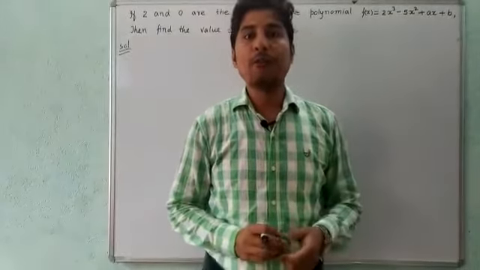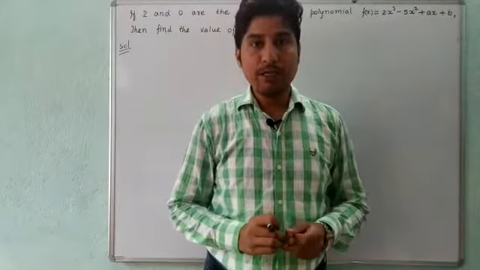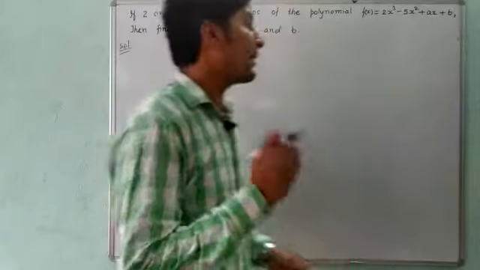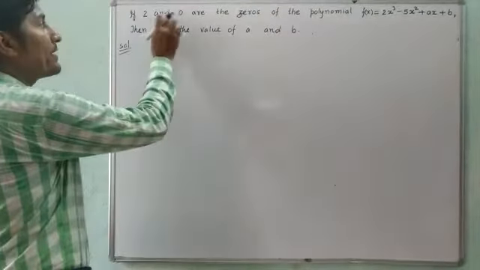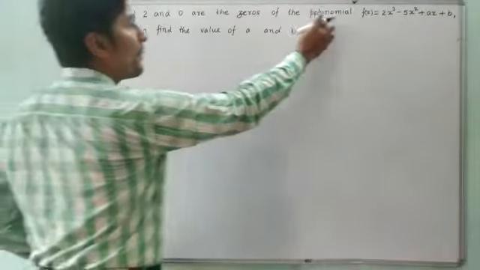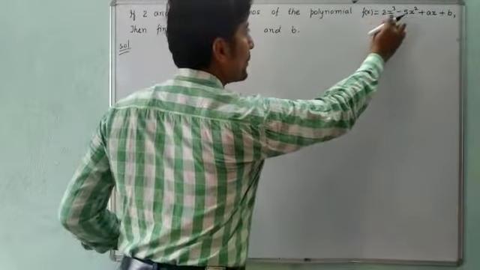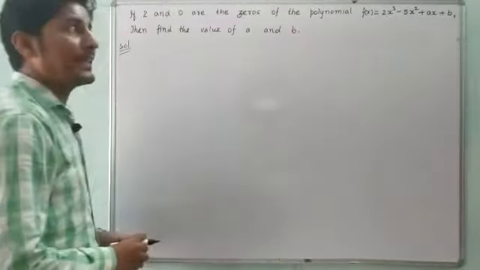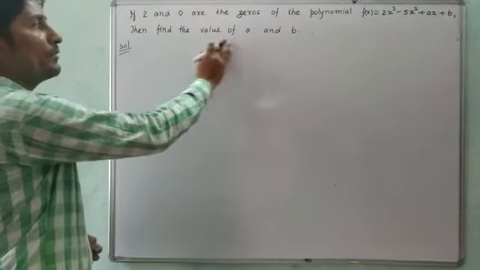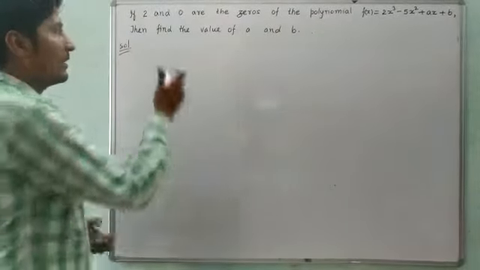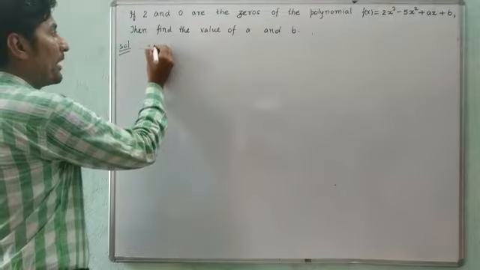This question I have taken from RS Aggarwal Workbook, exercise 2B, question number 9. So let us see the question first. If 2 and 0 are the zeros of the polynomial f(x) = 2x³ − 5x² + ax + b, then we have to find the value of a and b. Let us see the solution.